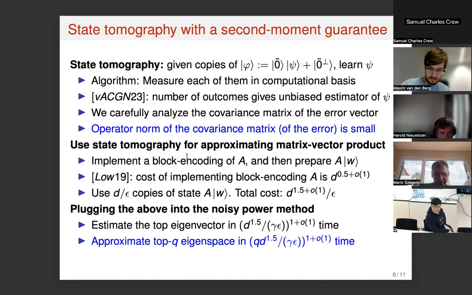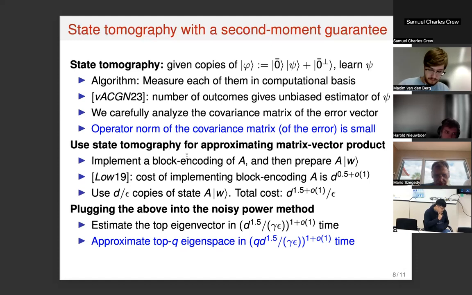I want to ask the same kind of thing. Suppose I promise you there's a good gap somewhere, but I don't know where. Is it between the first and second, or between eigenvalue 700 and 701? You can figure out what Q is in what time? What did you say, O of D to the 1.5 roughly? Yeah, I guess it should be something like D times Q, actually. I think it should be D times Q. But yeah, I think so.